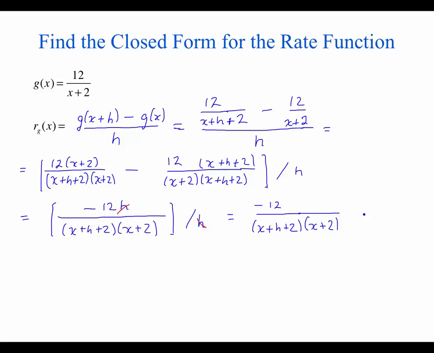So is that approximate or exact rate of change function? Approximate, okay? But it could be exact if we let h be very, very small, so it's indistinguishable from what you would have if h was 0, right? So h gets so small that there's no distinction between that number and when h would be 0. So therefore it equals negative 12 over x plus 2 squared.